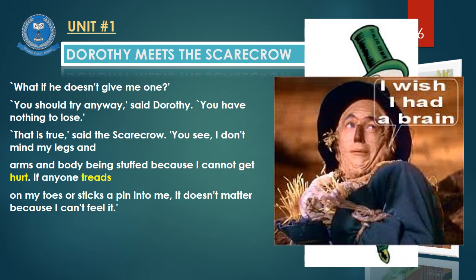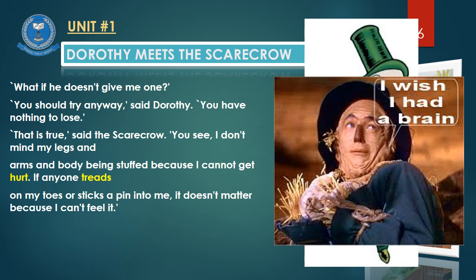ठीक है। तो स्कैरक्रो ने कहा ये मेरा एक बेनिफिट है कि मैं स्ट्रॉ से बना हुआ हूँ, तो मुझे कहीं पे भी हर्ट नहीं होगा। But if I won't have any brain then people will call me a fool and I don't want this to happen। तो उसने कहा लेकिन अगर मेरे पास माइंड नहीं होगा, ब्रेन नहीं होगा, तो लोग तो मुझे बेवकूफ़ कहेंगे, मुझे बेवकूफ़ सोचेंगे मेरे बारे में कि मैं बहुत बेवकूफ़ हूँ। तो बस इसीलिए मैं चाहता हूँ कि मेरे पास भी ब्रेन हो.